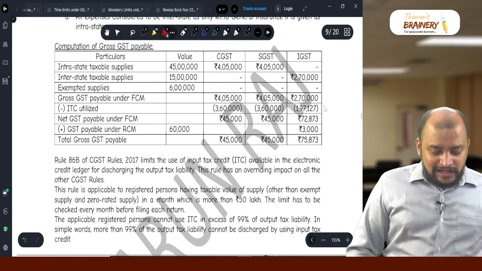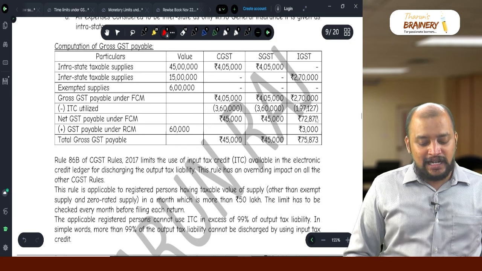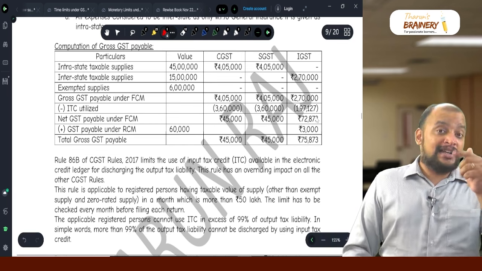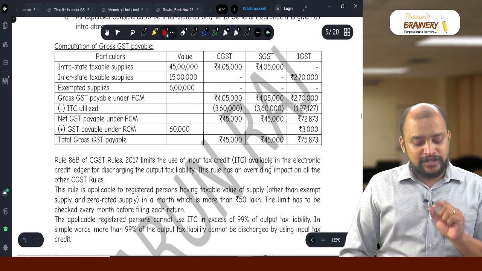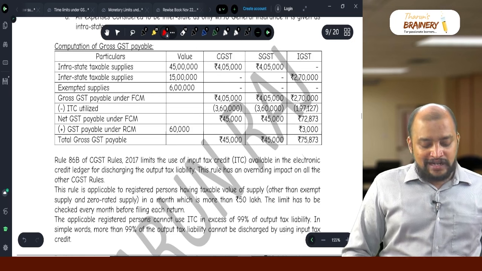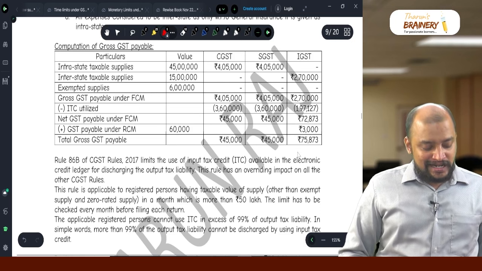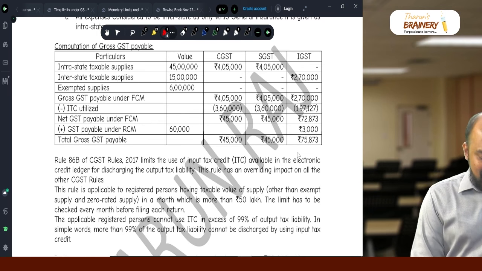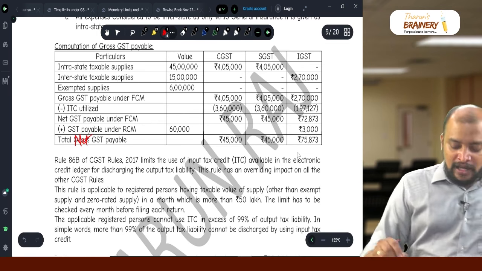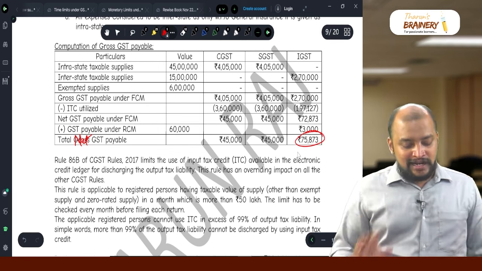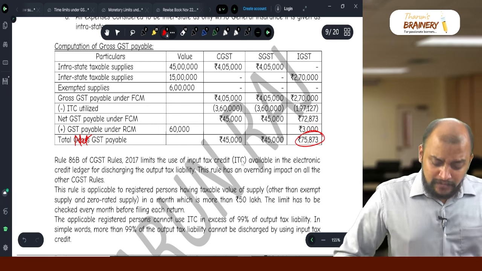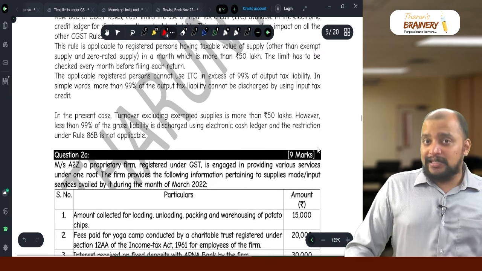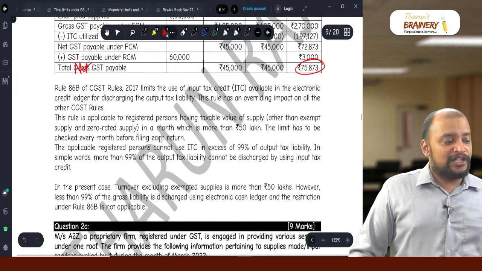So the gross liability and the credit, if you adjust, this is the net liability payable under FCM, and we have some GST payable under RCM, that is on freight, GTA services. So the 3,000, if you add IGST, then we get the total gross GST, that is net GST payable under FCM plus GST payable under RCM. So total net GST payable is 75,873. This is the answer and this is the explanation related to Rule 86B.